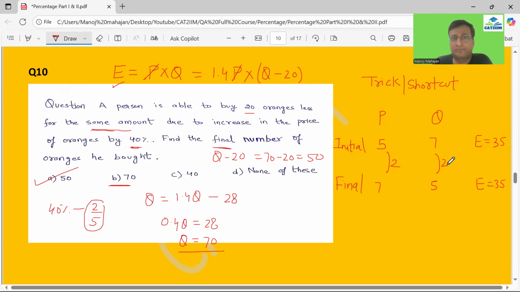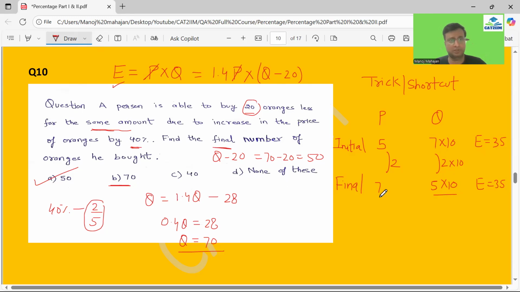So what is the difference in the oranges given to us? That is 20. So that is not 2. So I have to multiply this with 10. This would also get multiplied with 10. This will also get multiplied with 10. So if they would have asked you initially, I would have answered 70 oranges. They are asking final. So my answer is option A.